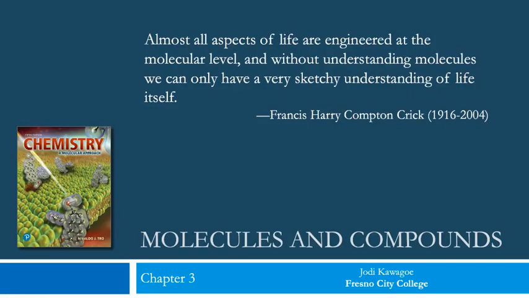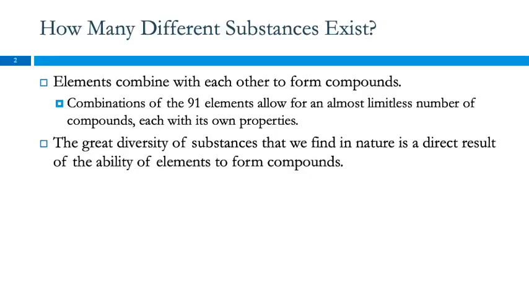So Chapter 3, Molecules and Compounds. Here's an interesting question that I don't think we can actually answer. How many different substances exist? A lot, right? So there are 91 naturally occurring elements, and these elements combine to form different compounds.